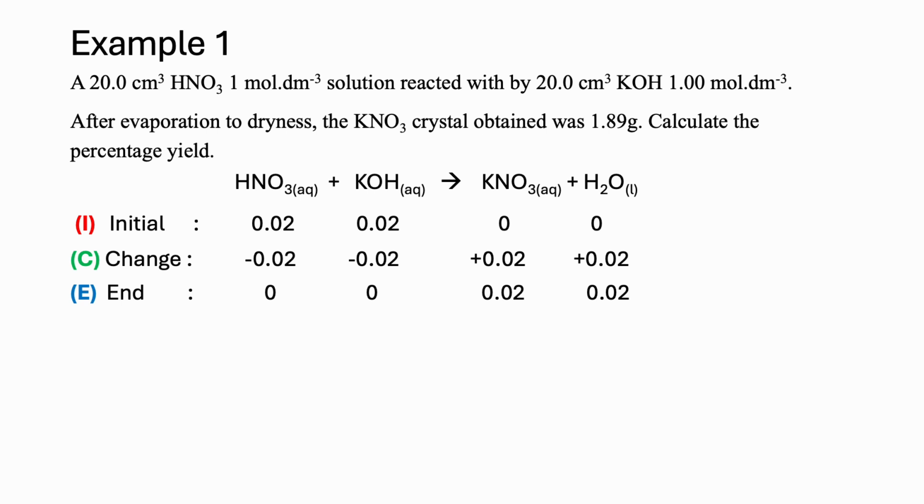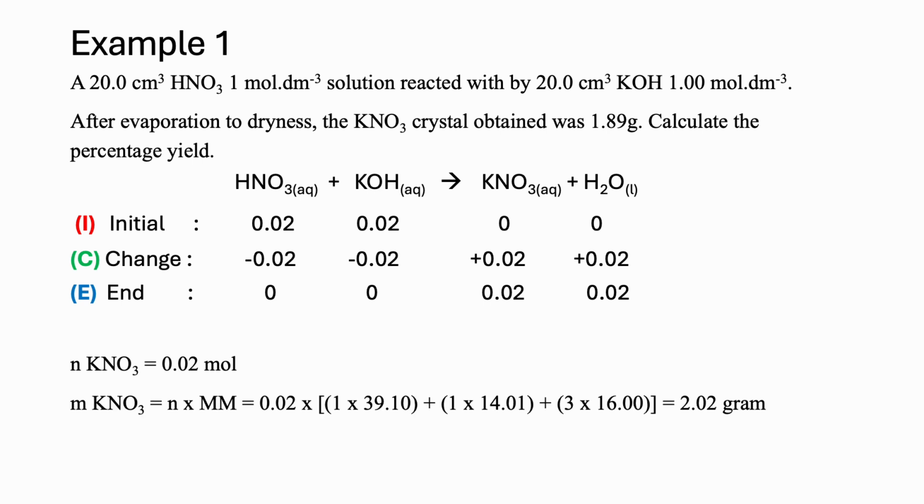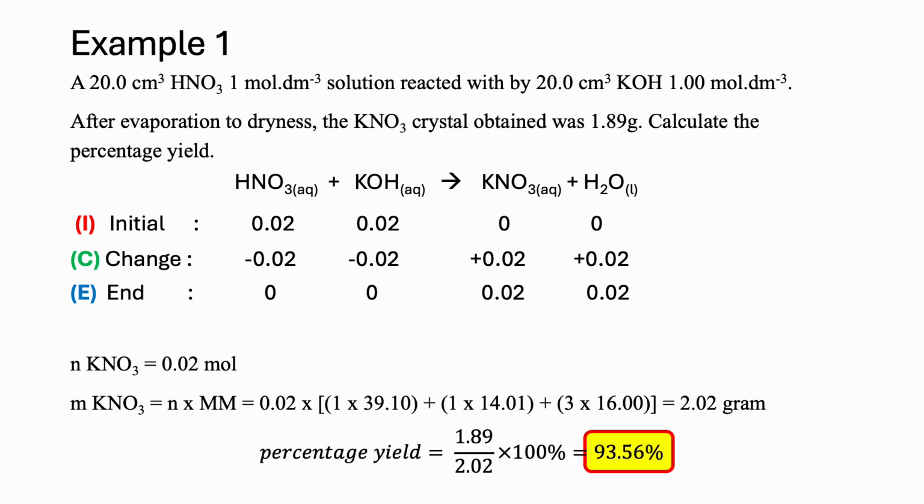So at the end we will have 0.02, and then the sample is dried, so the moles of KNO3 obtained is 0.02 mole, and then we can find the mass by multiplying by molar mass. So we get 2.02 grams. So the percentage yield can be calculated by dividing the actual mass, which is 1.89, by the theoretical mass, which is 2.02, times 100%. So it's 93.56%.